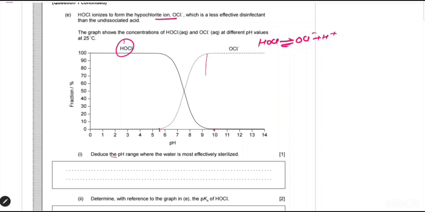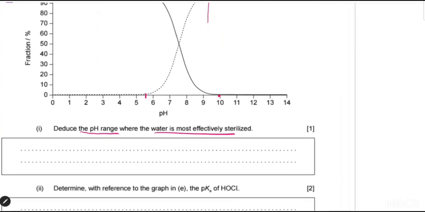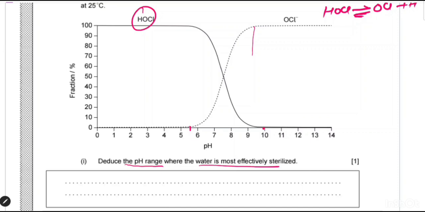Okay. Now what is it asking? Deduce the pH range where the water is most effectively sterilized. One more thing is, it says HOCl ionizes to form OCl minus, which is a less effective disinfectant. Since OCl minus is a less effective disinfectant, the more the OCl minus, the less will be the effectiveness towards sterilization. Now we can see the pH range from 0 to around 5.5, we have HOCl in higher concentration, and since HOCl is in higher concentration, it is more effectively sterilized. So deduce the pH range where the water is more effectively sterilized.